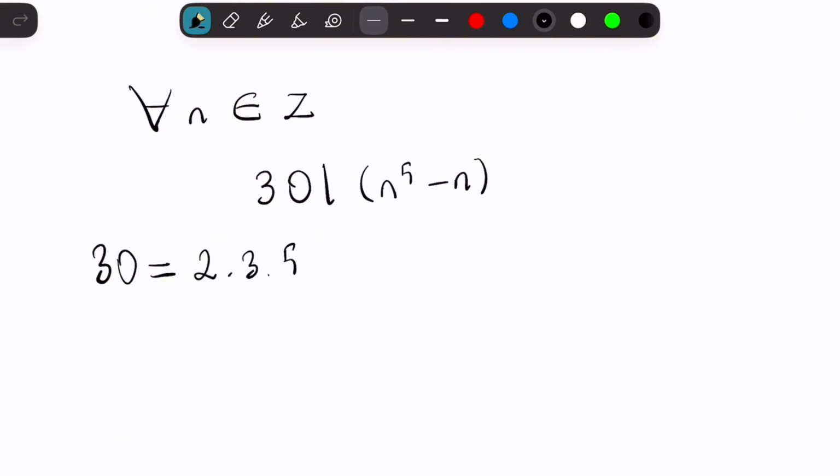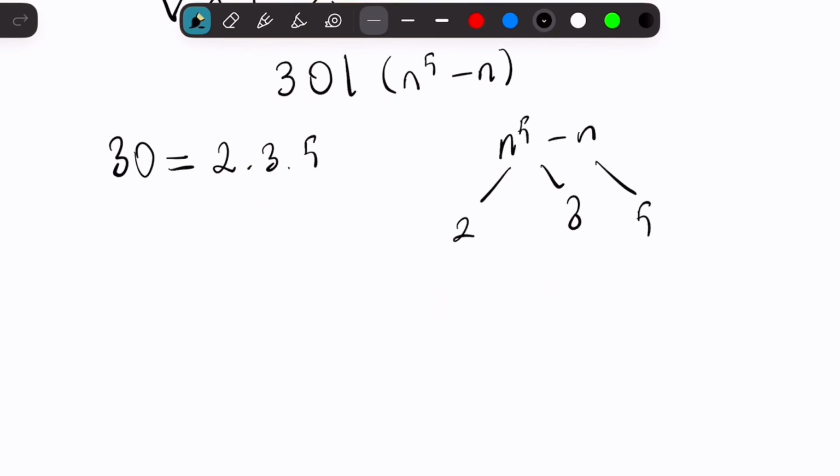Then what should I think? n to the fifth minus n must be divisible by 2, by 3, and by 5. Now, this is the expression n to the fifth minus n. Let's see how I can write it separately.